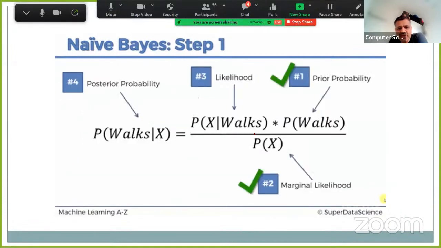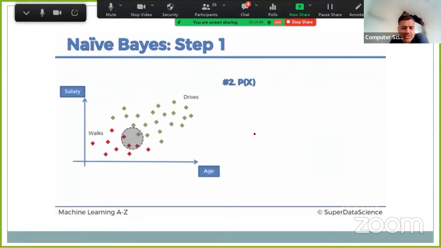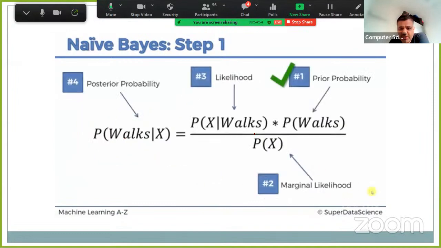ओके, P of X के बारे में कंफ्यूजन आपको. तो P of X में, पहले तो इसका नाम समझना जरूरी है. P of X is called marginal likelihood. So it is a likelihood. When we talk about a likelihood, it means that we have to consider some neighboring area. We have to consider the data points which look similar to this unknown instance X.